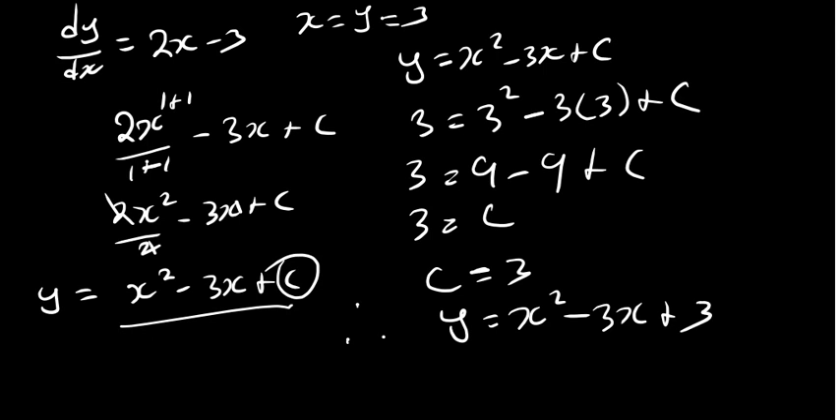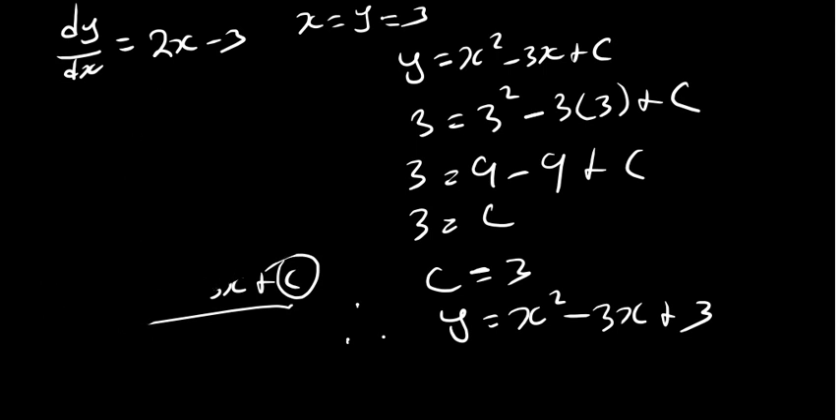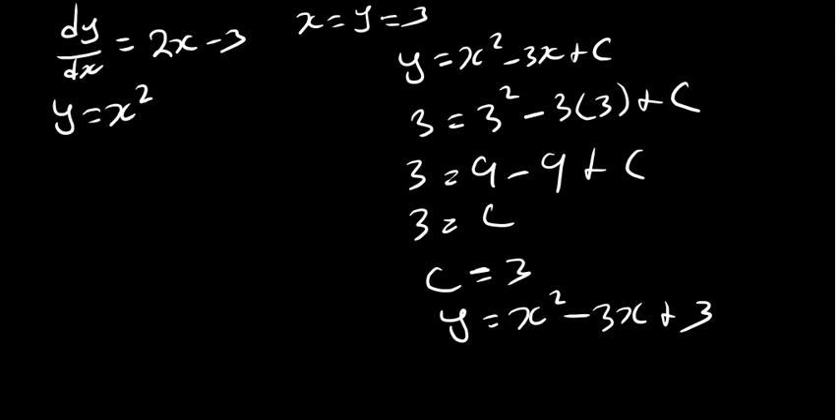Now, how would you verify? Remember, our dy/dx is 2x minus 3. We want to show that when we differentiate our equation of the curve, which is x squared minus 3x plus 3, we should get that. So remember, when differentiating, the power is going to drop and reduce by 1, meaning that will be 2x to the power 2 minus 1, minus 3x to the power 1.